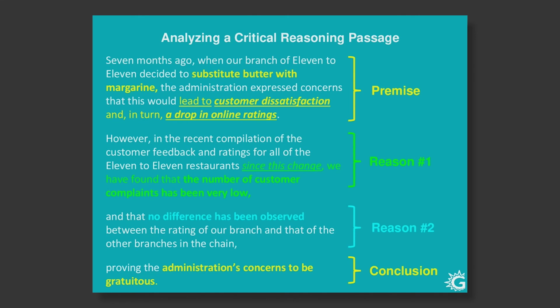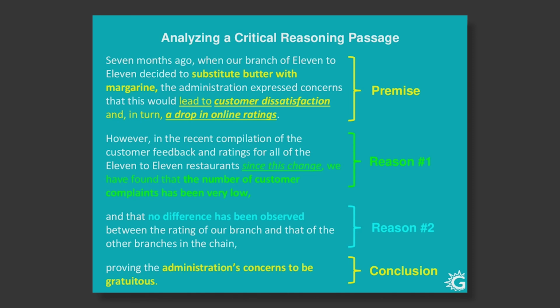What is that leap? Now, what are the two reasons given to support the conclusion, right? So when you have a premise, you'd say, okay, customers are going to be dissatisfied. Now, either you prove that they are dissatisfied or you prove that they're not dissatisfied. Now, what is this argument doing? It is proving that they weren't dissatisfied. What does it offer as proof?